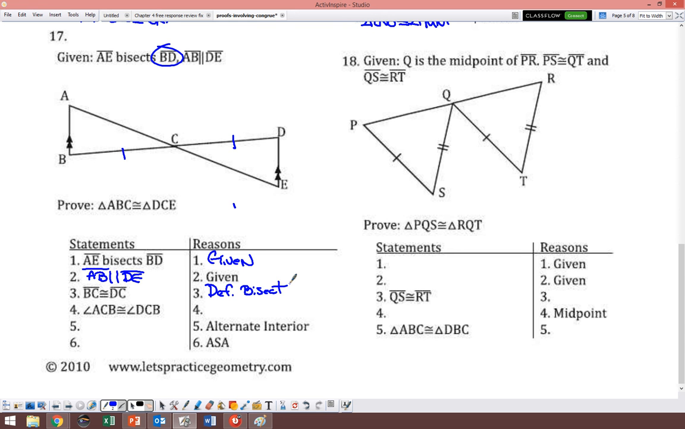Now the next thing it says, ACB is congruent to DCE, I'm sorry. It should be E. So it should be here. So what is the reason that those two angles right there are congruent? Vertical angle. Those are vertical angles, aren't they?